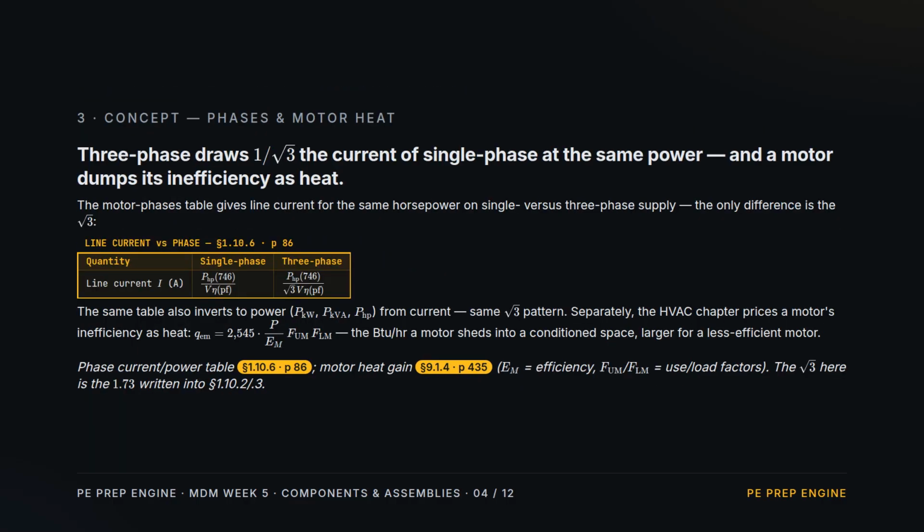Concept 3. Phases and heat. For the same horsepower, three-phase supply draws 1 over root 3 the line current of single phase. That root 3 is the only difference across the table, and it's the 1.73 you see spelled out elsewhere on the page. The table inverts to give kilowatts, kilovolt amps, or horsepower from current the same way. And a side note from the HVAC chapter, a motor's inefficiency shows up as heat, larger for a less efficient machine. Worth knowing exists, not worth memorizing.